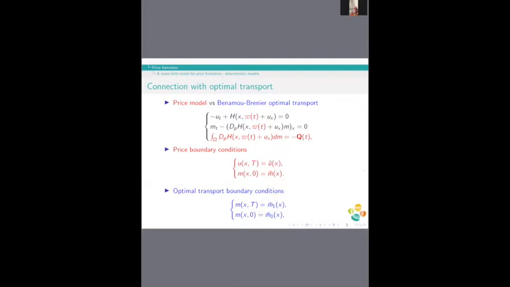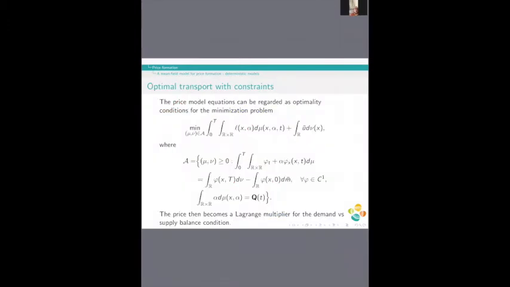And in fact, if you look at this, you'll see that the price model is actually the optimality condition for an optimization problem, which is a linear optimization problem in the space of measures with similar constraints to the Benamou-Brenier formulation, but with an average velocity constraint. And then for the price, if you look at the formal optimality conditions, what you realize is that the price is somehow the Lagrange multiplier for this constraint.